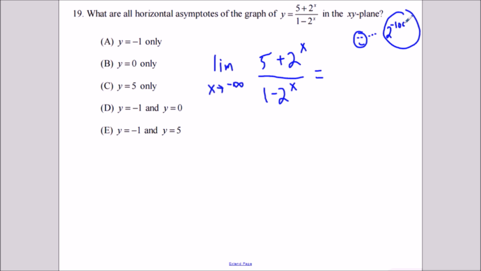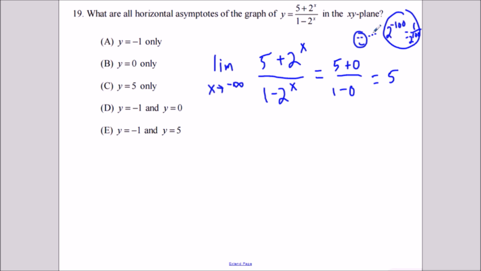Even if we did negative 100, this would equal 1 over 2 to the positive 100. As we increase this number, as it goes towards negative infinity, our quotient is going to shrink to 0. So that tells us here, since 2 to the x shrinks to 0 as x goes to negative infinity, we're going to have 5 plus 0 over 1 minus 0, which is equal to 5.